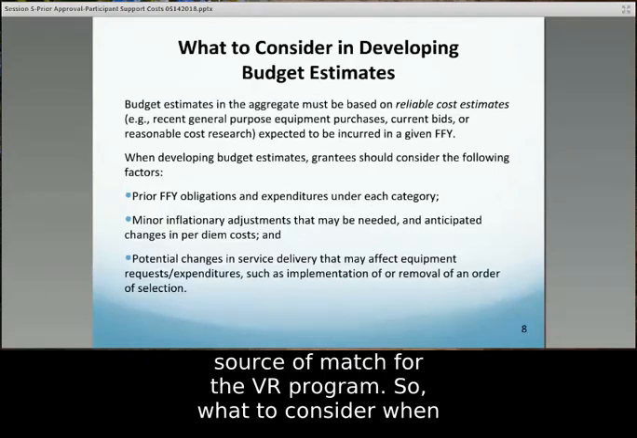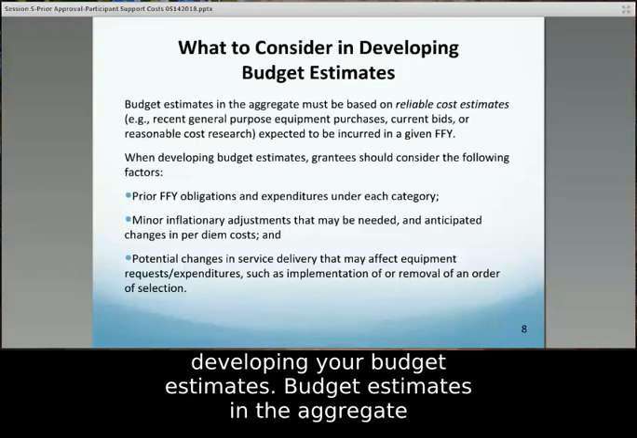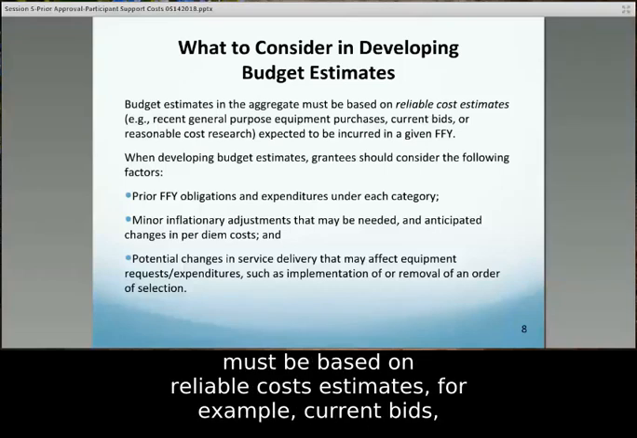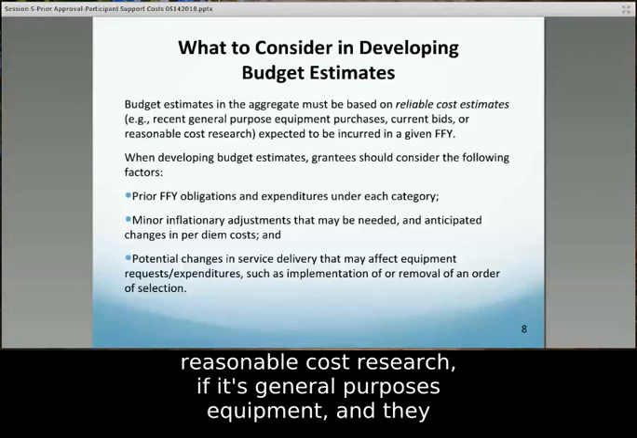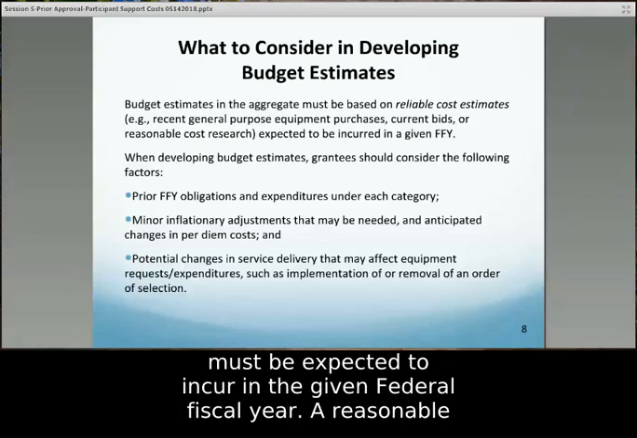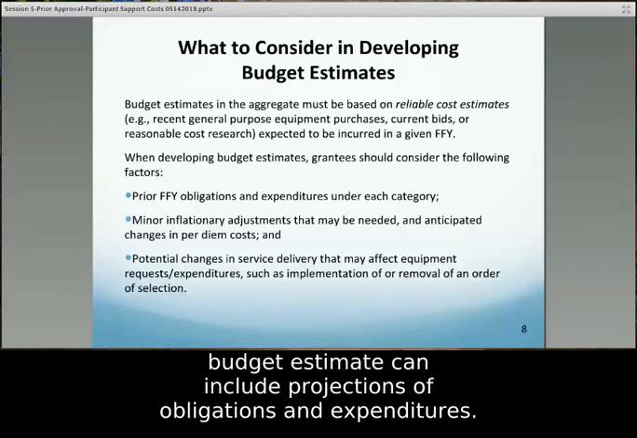So what to consider when developing your budget estimates? Budget estimates in the aggregate must be based on reliable cost estimates. For example, current bids, or reasonable cost research if it's general purpose equipment, and they must be expected to be incurred in the given federal fiscal year. A reasonable budget estimate can include projections of obligations and expenditures.